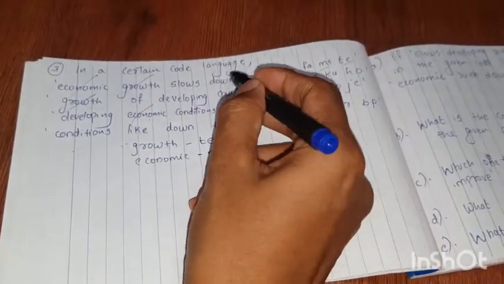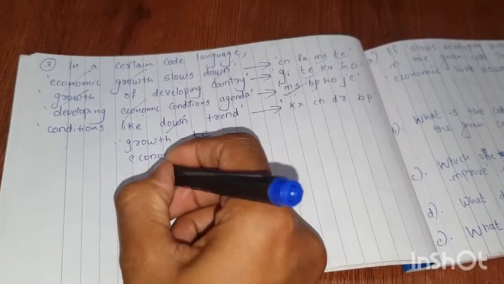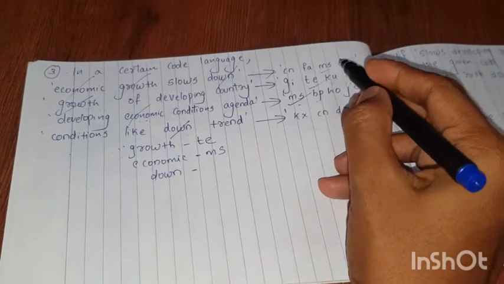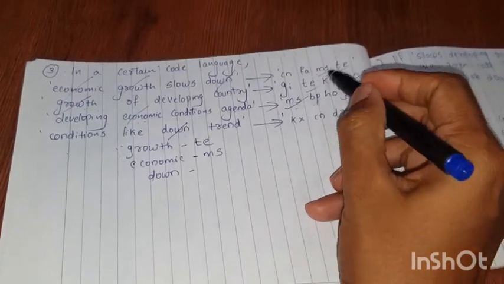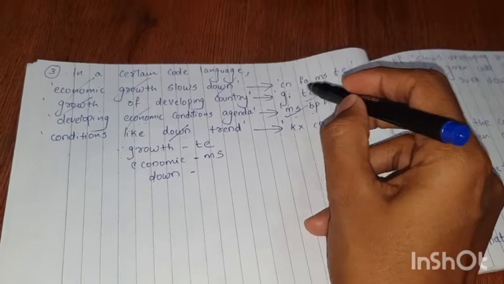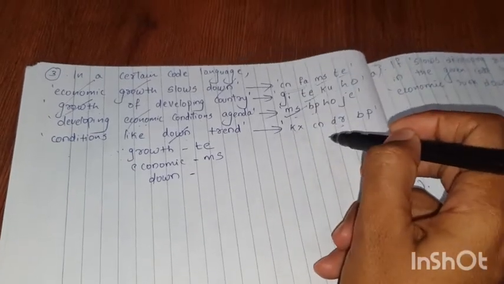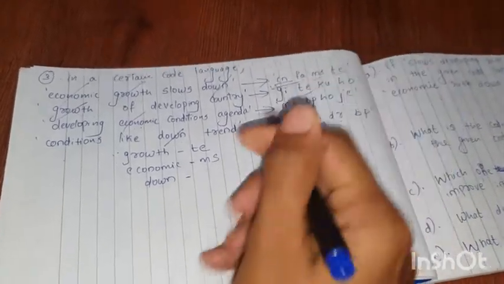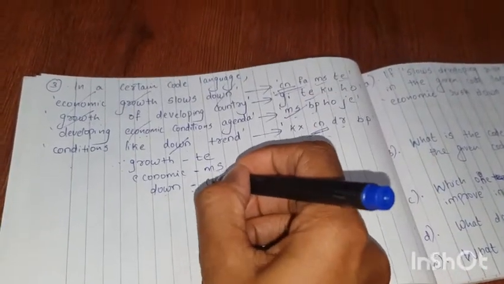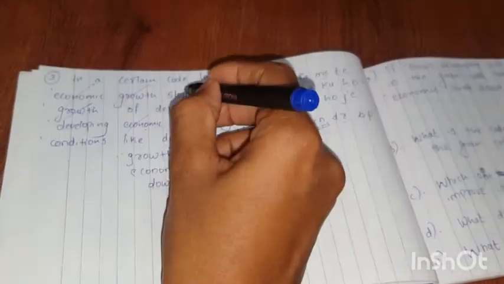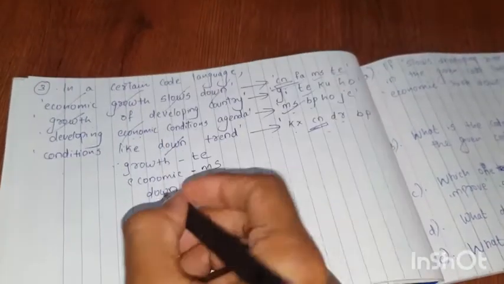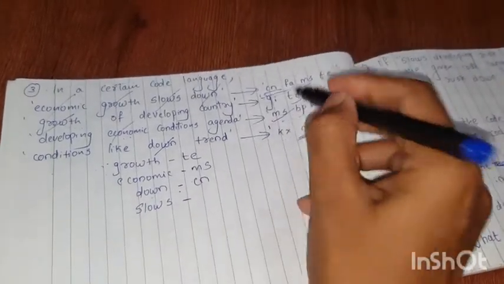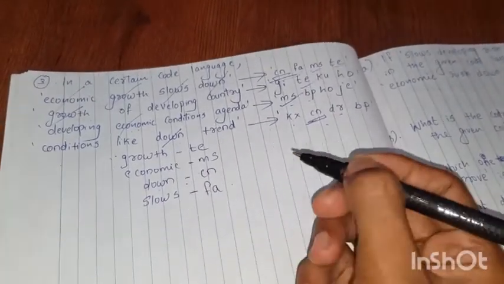Down is there in the first line and fourth line, so cut down. We can find the code for down from the first and the fourth line. MS and TE we have already taken. Then the remaining two codes are CN, FA, and in the fourth line, KX, CN. So CN is common here and here. So obviously the code for down is CN. Understood? Then the remaining word in the first line is slows. The code for slows will be which one? FA is remaining, so the code for slows is FA.